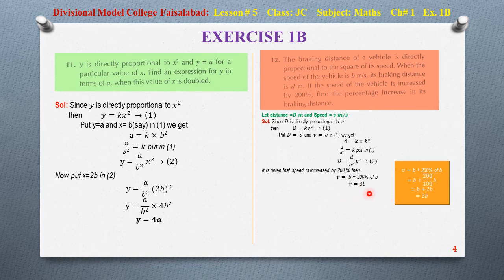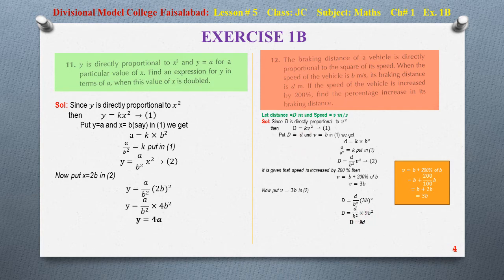When we put this speed in equation number 2, we get D is equal to d over B square and 3B square. 3B square means 9B square. B square is cancelled with B square and we are left with 9d. So braking distance is 9d when speed is increased by 200%. The initial braking distance was d and new braking distance is 9d.